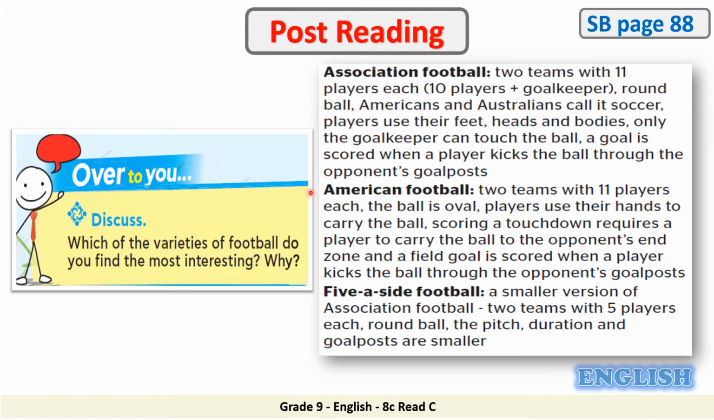American football. 2 teams with 11 players each. The ball is oval. Players use their hands to carry the ball. Scoring a touchdown requires a player to carry the ball to the opponent's end zone. And a field goal is scored when a player kicks the ball through the opponent's goalpost.